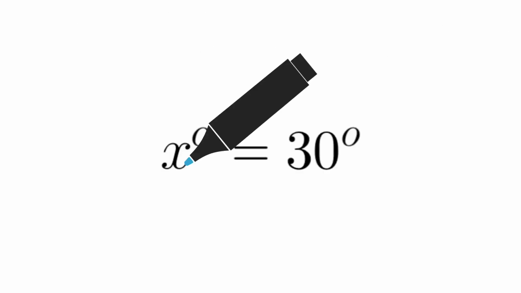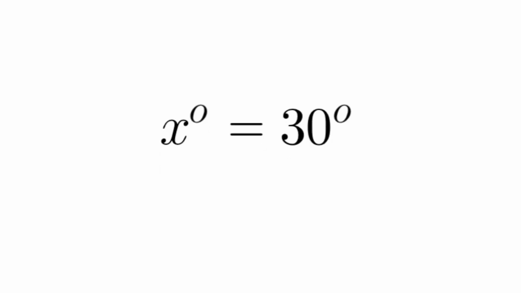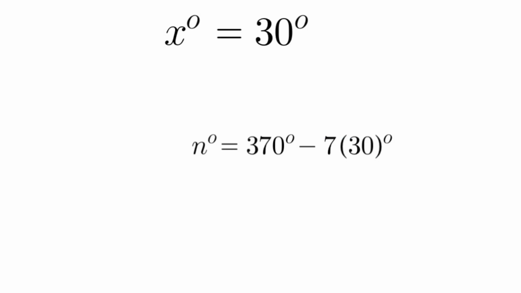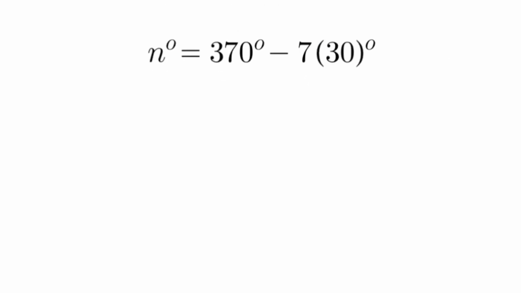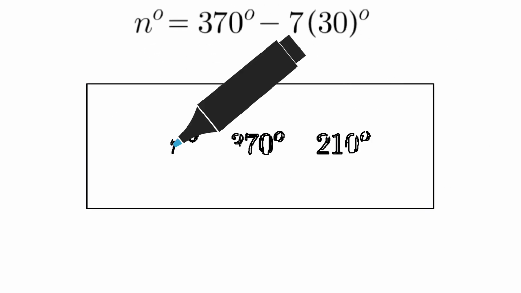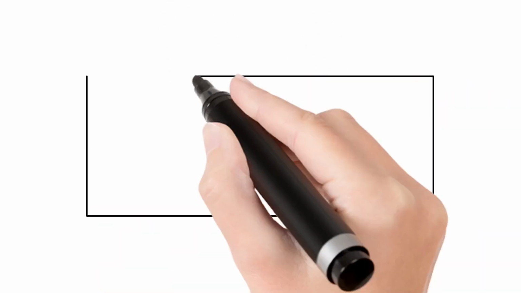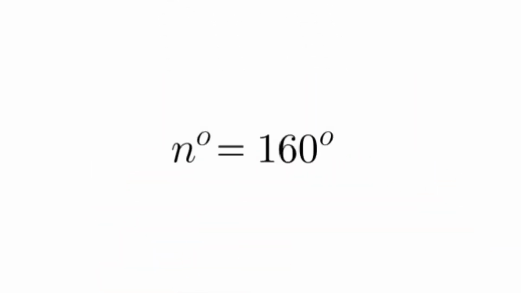We input our value for x into the equation where x equal 30. We have n equal 370 degrees minus 7(30). Therefore, n equal 370 minus 210 and n equal 160 degrees as our answer.